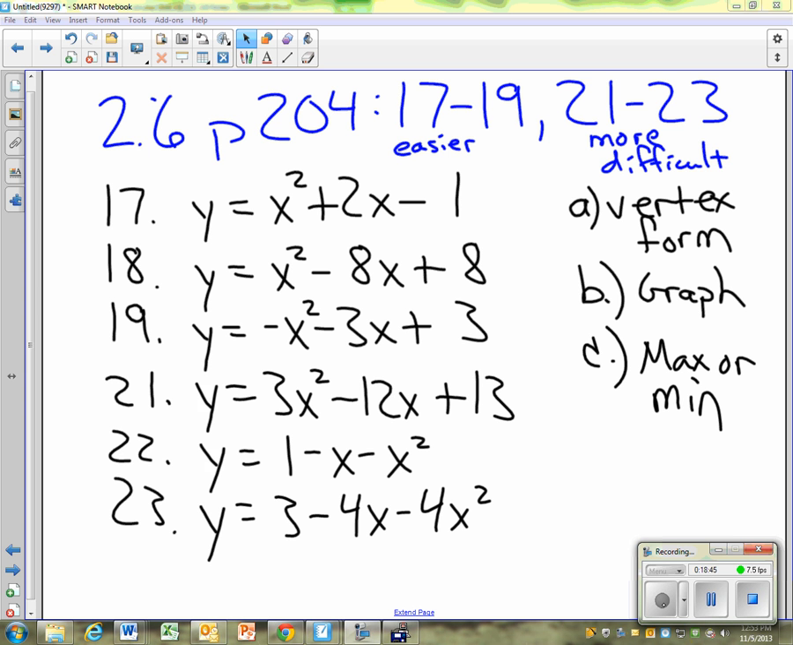This is the assignment that we're doing. You can read up on it. It's just right out of your book. A, put it in vertex form. B, graph it. And C, identify if it's a max or a min.